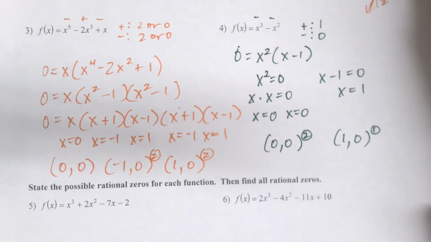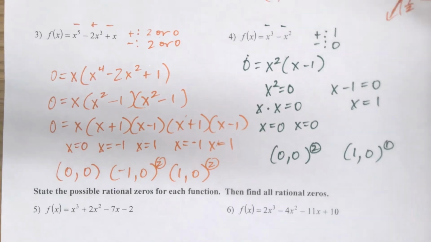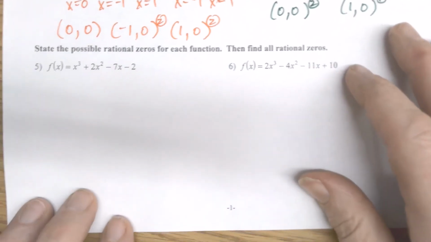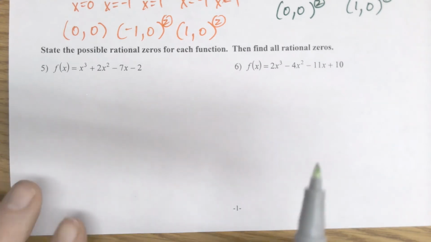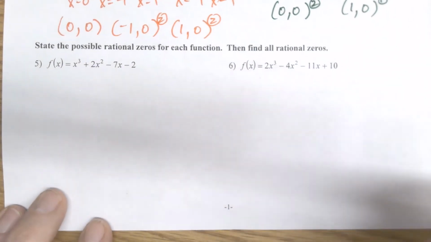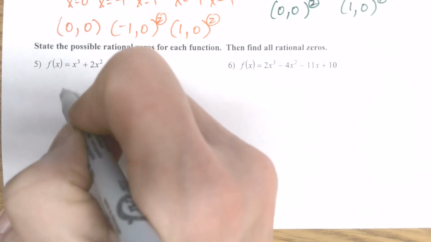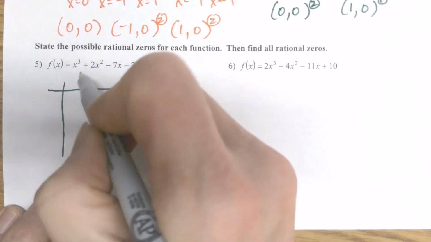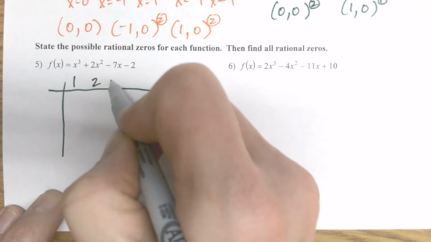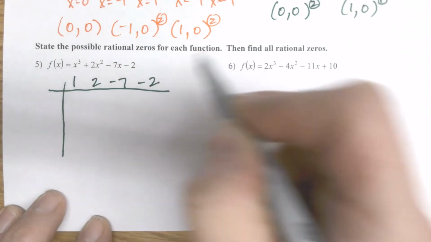All right, what if I can't factor? What am I going to do then? Well, then we do a table, and I'm going to do a variation of our synthetic division table. What I do is I'll make this long line here, and across the top I'll put my 1, 2, negative 7, negative 2.